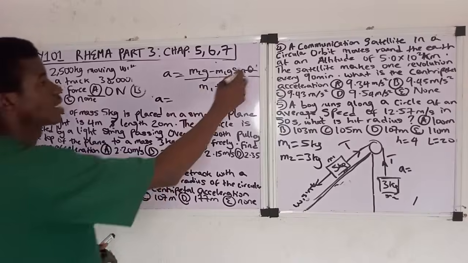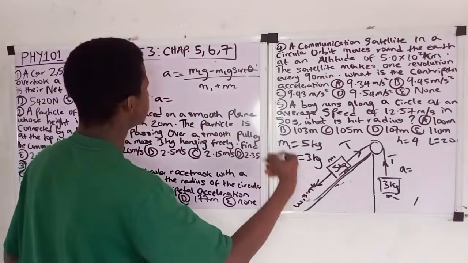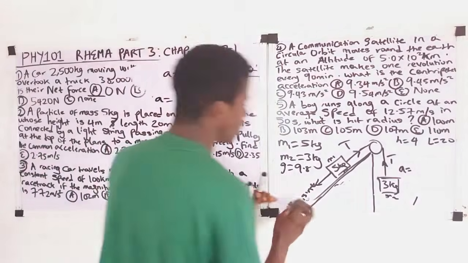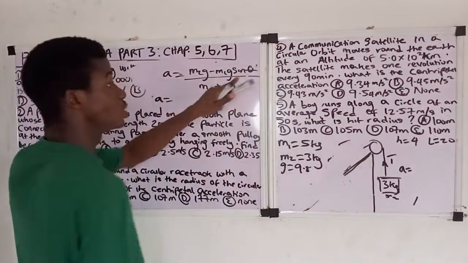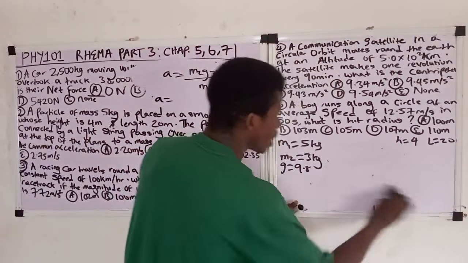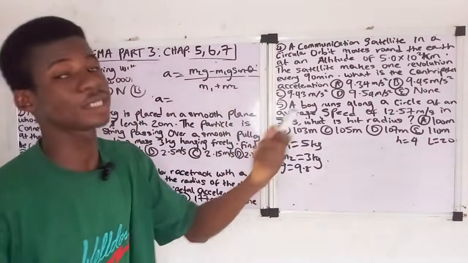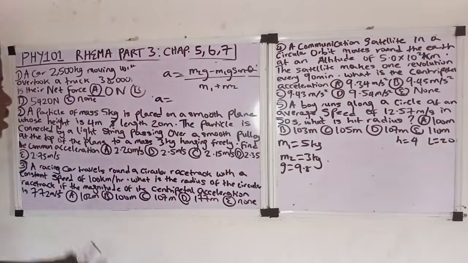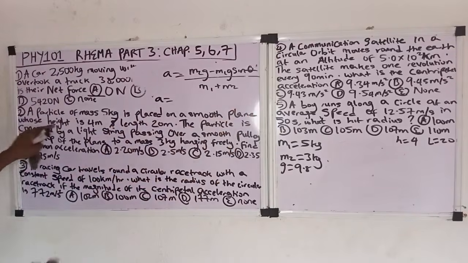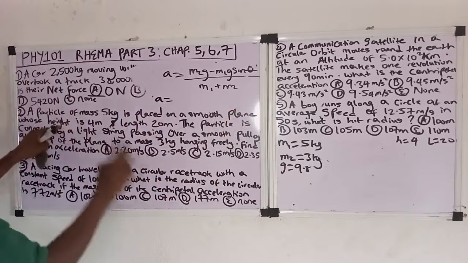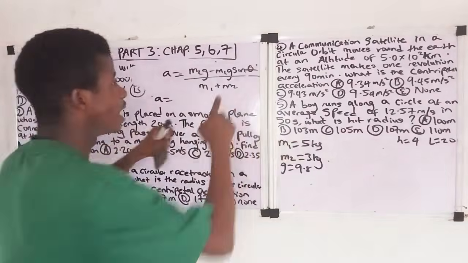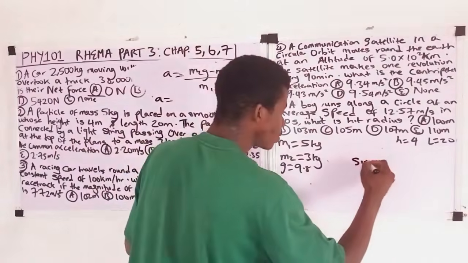Now, we all know that g is 9.8, right? Yes, 9.8 or 10. Now what about the angle? Because we need the angle to calculate the common acceleration. So now they gave us the angle indirectly. If you look at it, they said it's placed on a smooth plane whose height is 4 and the length is 20 meters, right? Remember, we don't know the angle.